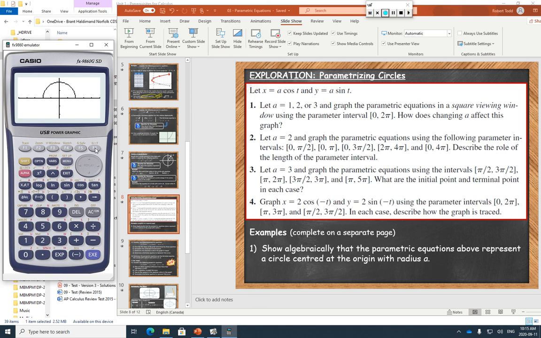Question? Yeah? All right, let me take a look. 2 cos t, 2 sine t, draw. And one thing I'm going to try whenever I get lost, I'm going to go zoom, auto. Oops, that didn't work at all. Zoom, square.